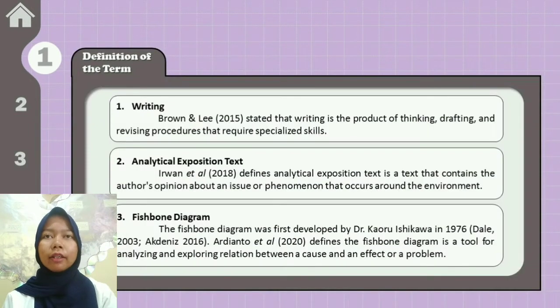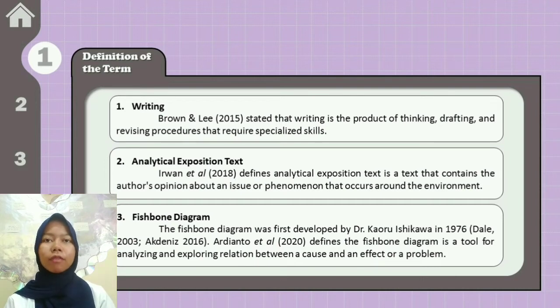And then the definition of the terms. There are 3 points. The first is writing. Brown and Lee 2015 state that writing is the product of thinking, drafting, and revising procedures that require specialized skills. The second, analytical exposition text. Erwan et al. 2018 define analytical exposition text as a text that contains the author's opinions about an issue or phenomenon that occurs around the environment.